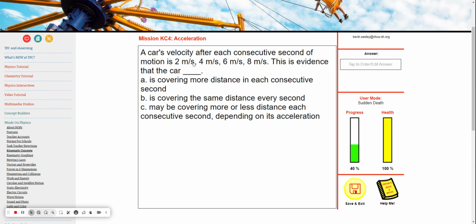Every second that passes, this second it went 2 meters in the second. This next second it went 4 meters in a second. Think about those dot diagrams. They would be getting farther and farther apart. The correct answer would be A.